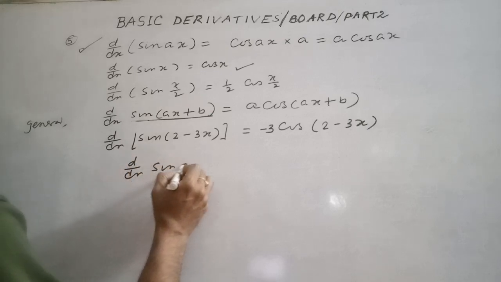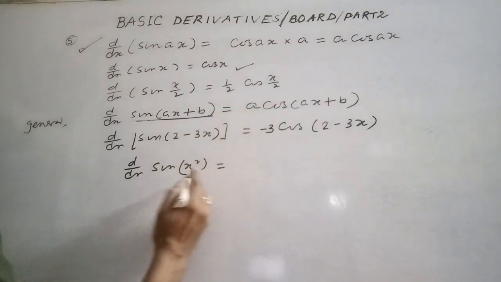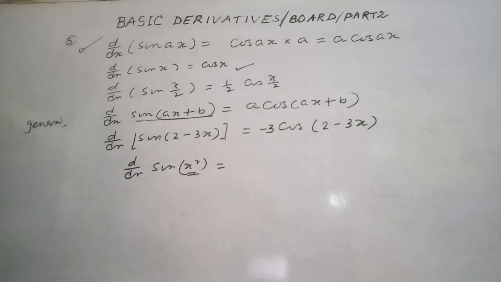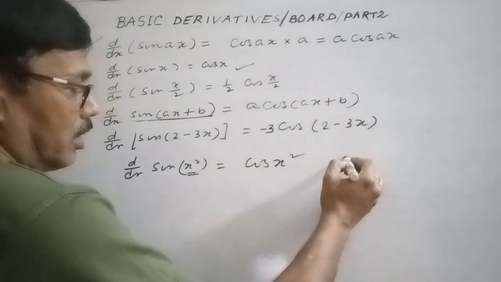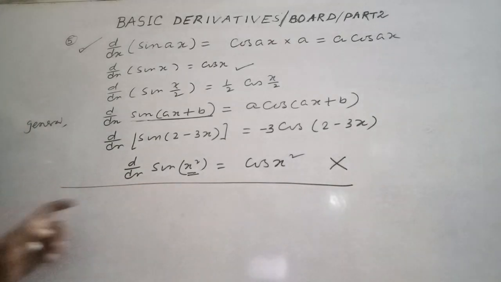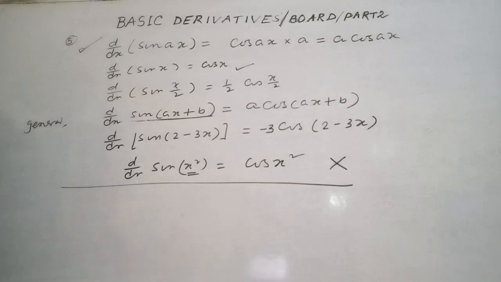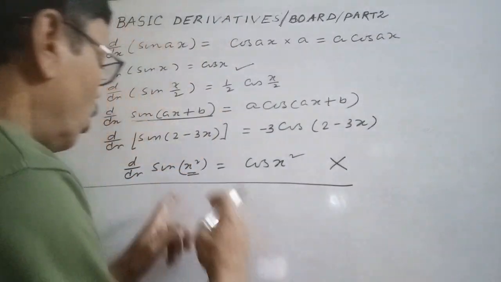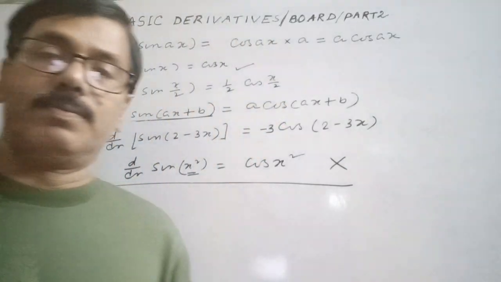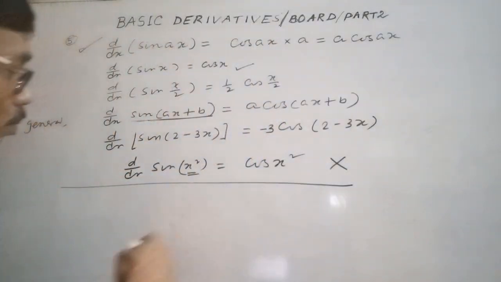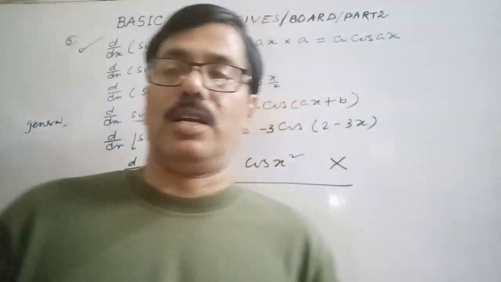Look, sin x square, you cannot find derivative by this rule because this one is not linear. Some student write cos x square, but this is not the case because it is not linear. So I have already discussed that if it is not linear, then you can perform the derivative using chain rule. I will discuss it later.